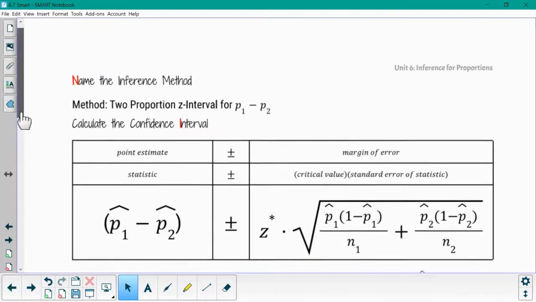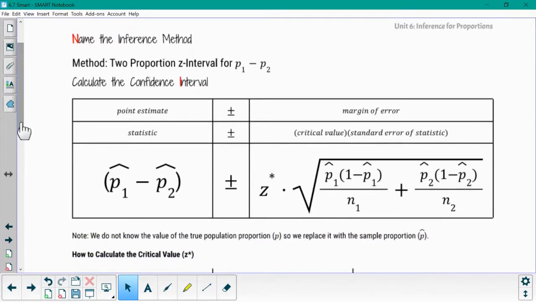Now, naming the inference method, this is where things get a little bit different. We are going to call this a two-proportion z-interval. One important thing that you have to include is how you are setting up your problem. Are you doing p1 minus p2? Are you doing p2 minus p1? There's no right way to do it, but make sure that you define it so that they can follow along with your work and match up your correct answer to the correct answer that they have on the grading rubric.